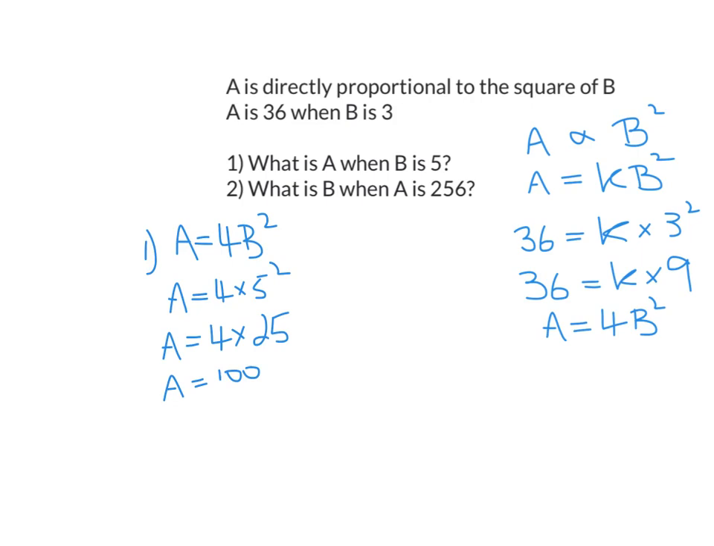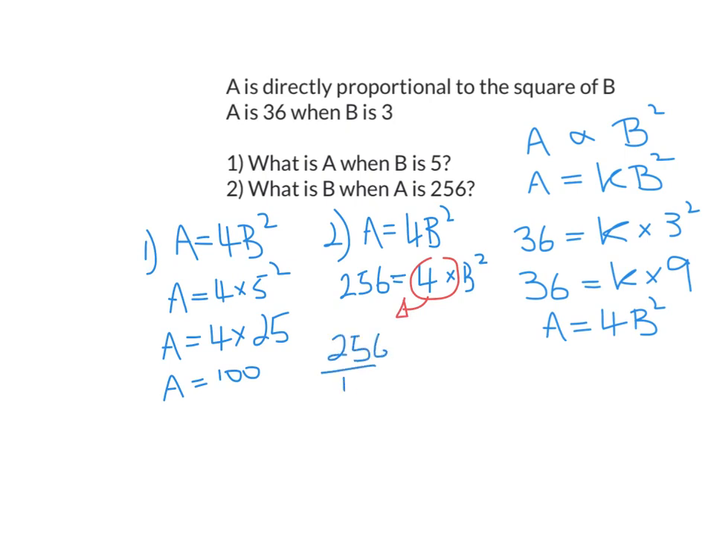Okay, and number 2. A equals 4B squared again. Well, this time, what is B when A is 256? So 256 is 4 times B squared. Well, let's take this 4 across. Let's swap side, swap sign. So we can then say 256 divided by 4 equals B squared. Well, let's see, what's 256 divided by 4? That's 64. So 64 equals B squared, and we know the square root of 64 is 8. So B must equal 8.